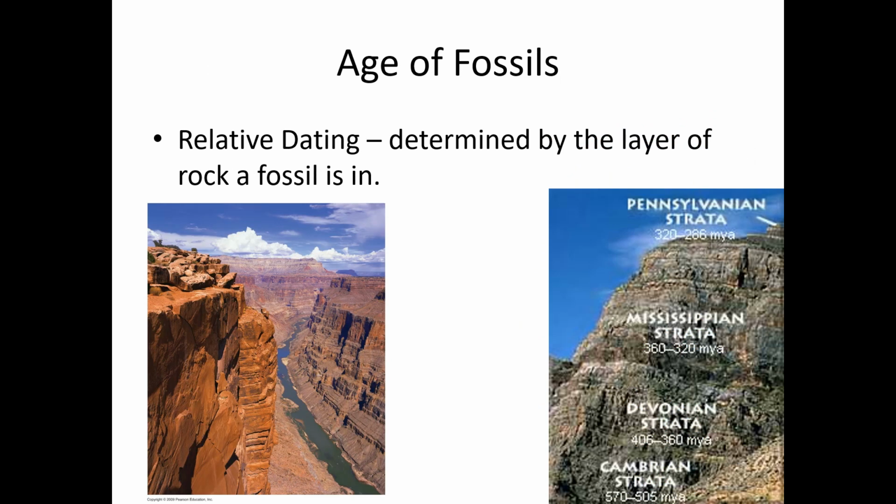There's two different ways that you can determine how old a fossil is. Relative dating is, let's say you find a fossil in this layer in the Grand Canyon. Well, we know how old that layer is, and that means we would know how old that fossil was because it was found in that layer. This is just a different picture that shows you the same thing. So if you found a dinosaur fossil in this one right here, it would mean that it was 360 to 320 million years old, because that's how old that strata is between those two layers.